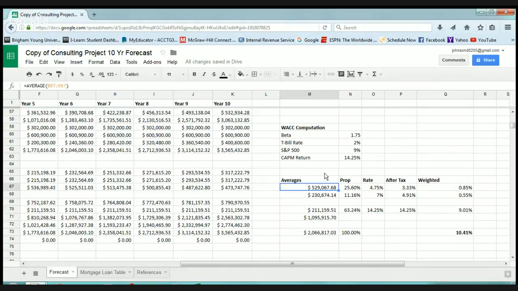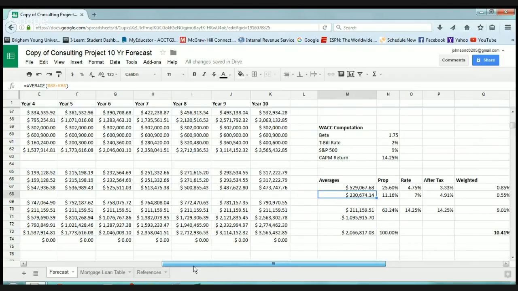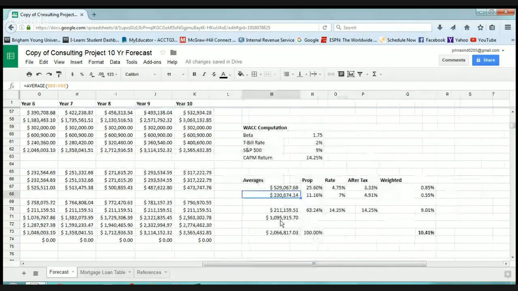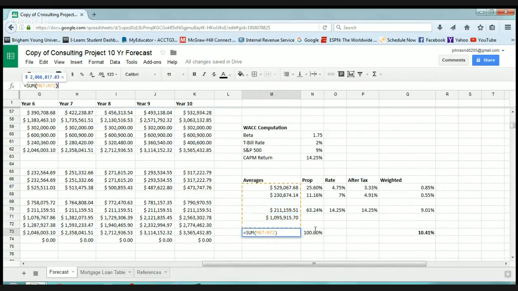So to start with the WACC, we take our averages from the first 10 years, and this one's for our mortgage loan. And then the next one down is the average for the extra bank loan, which they only had 3 years of extra bank loans, so that's nice for them. And then our common stock was the same for all 10 years, so the average was easy to calculate. And then we take the average for the retained earnings, which was just over 1 million. And then to get our proportion, we have to sum all that up, so that's 100%.